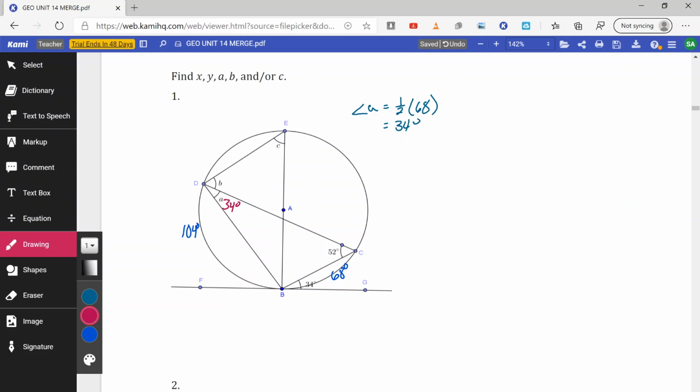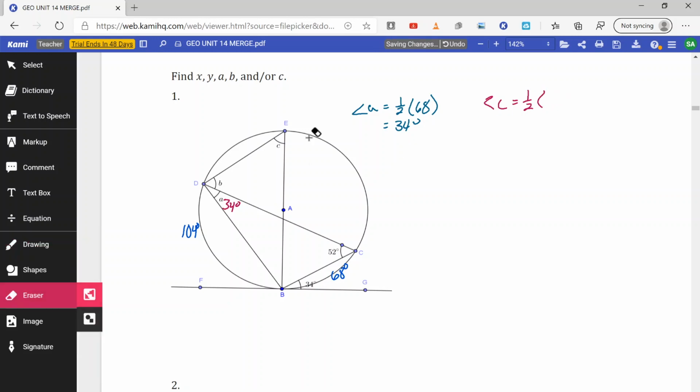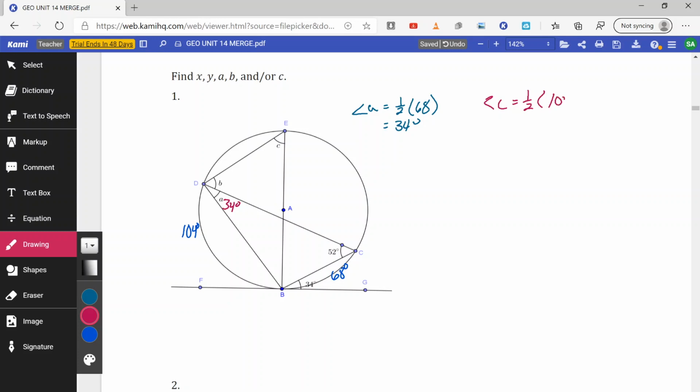Now if I look at our angle up here at C, again C is comprised of points D, E, B. Again, it being an inscribed angle, we know angle C is going to be half of the intercepted arc, so the arc BD is 104 degrees. So we take half of 104. So we end up getting 52 degrees.